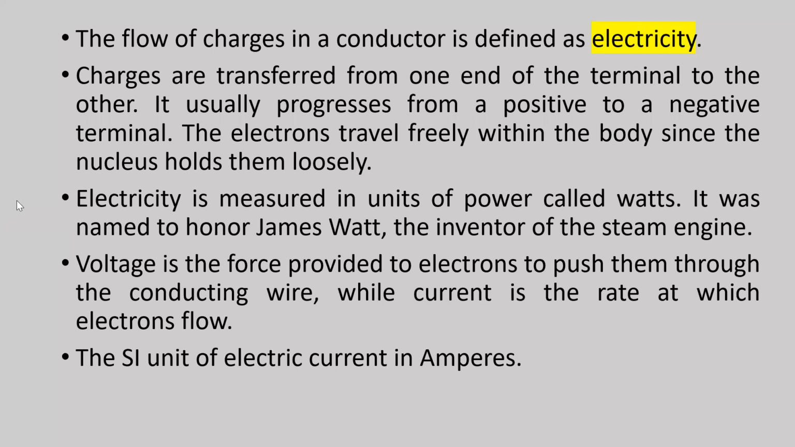In the last lecture, we saw what static charge and static electricity are, what causes static charge on board ship, and the prevention for static charge was elaborately seen. In this lecture, we are seeing what dynamic electricity is. The flow of charges in a conductor is defined as electricity. Charges are transferred from one terminal to the other, usually progressing from a positive to a negative terminal.